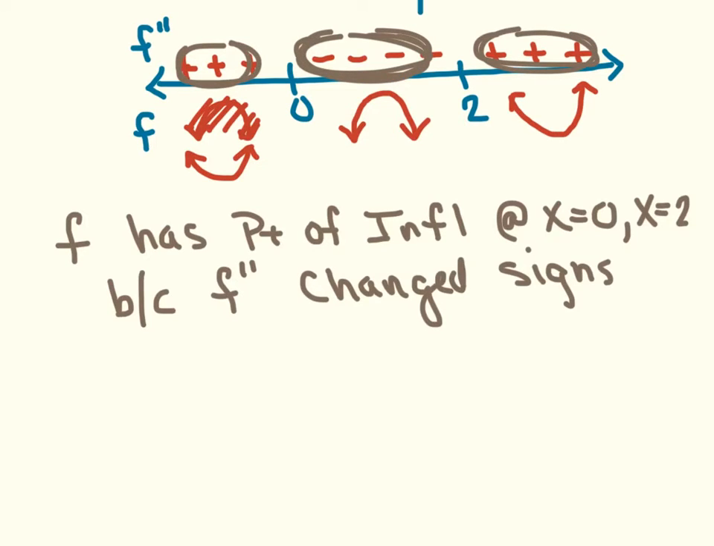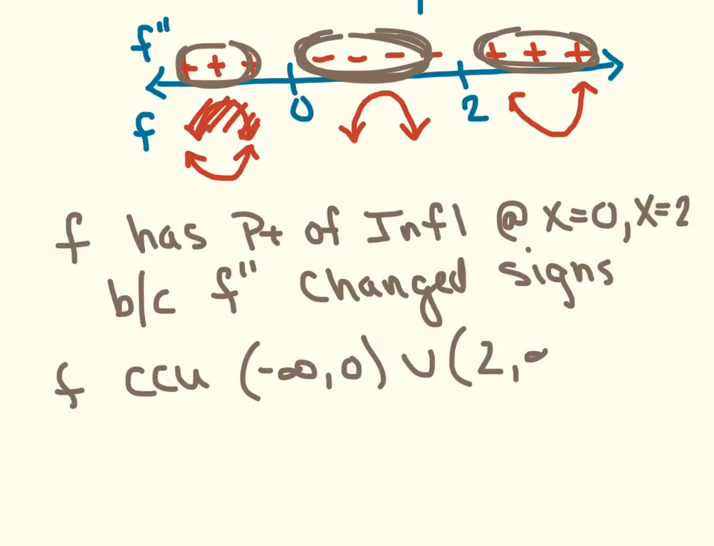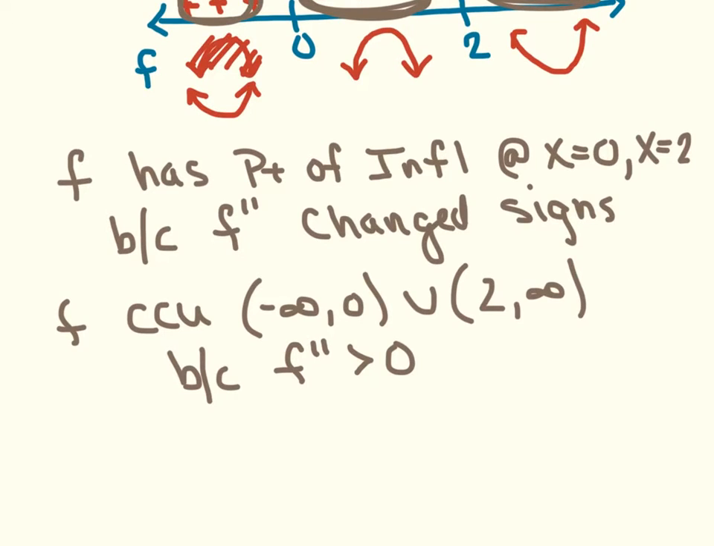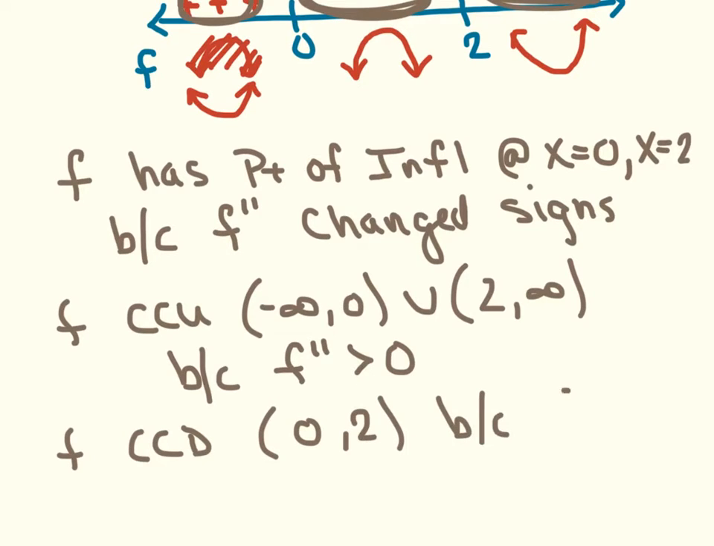As far as concave up and down, I would say f is concave up from negative infinity to 0, as well as, that's a union sign, from 2 to infinity, because f double prime is positive. And then last but not least, f is going to be concave down from 0 to 2, because f double prime is negative.